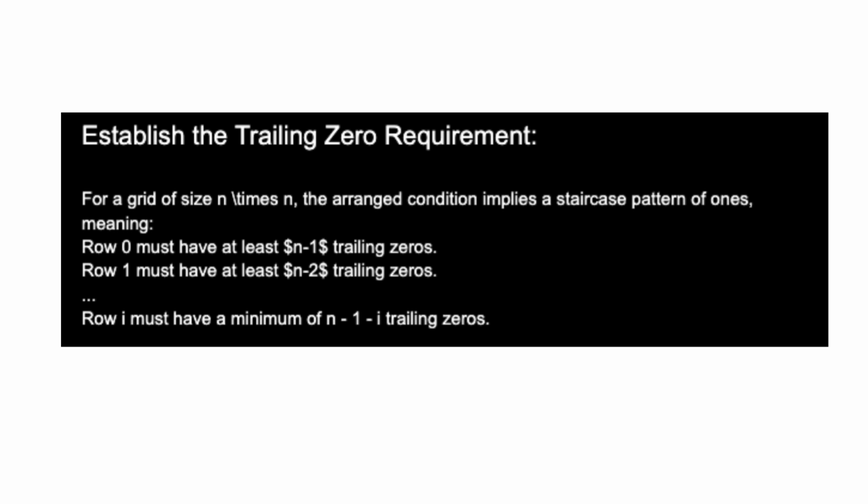Now let us establish the trailing zero requirement. For a grid of size n by n, the arranged condition creates a staircase pattern of ones. This means the number of required trailing zeros changes for each row. Row 0 must have at least n-1 trailing zeros. Row 1 must have at least n-2 trailing zeros. Row 2 must have at least n-3 trailing zeros. And this pattern continues. In general, row i must have a minimum of n-1-i trailing zeros. This is the requirement that each row must satisfy in order to make the grid valid.